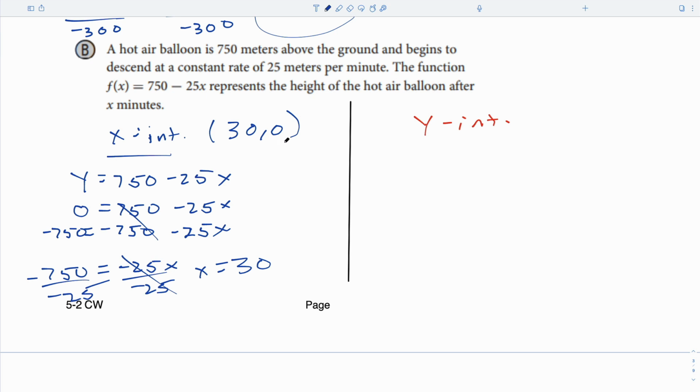Ava T. So at 30 minutes, it was going up 25 meters per minute. X is per minute. So at 30 minutes, the hot air balloon's height is 0. At 30 minutes, the balloon is on the ground.